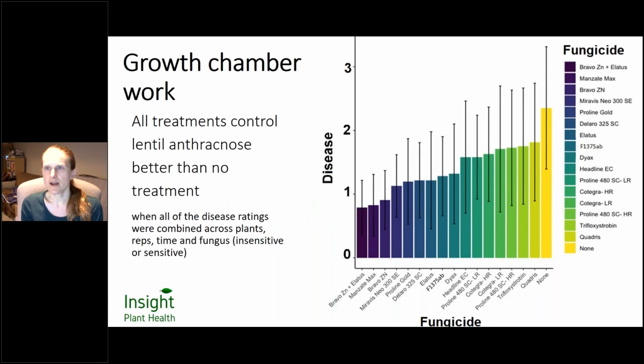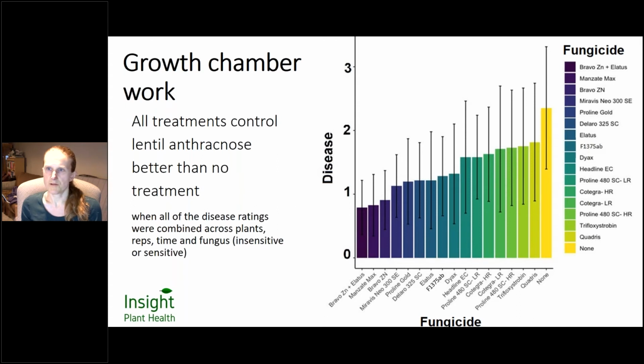Then this slide shows some work done by Insight Plant Health and Dr. Dave Greenshield that was commissioned by the Saskatchewan Pulse Growers. And here, Insight Plant Health was looking at the impact of various different fungicides on the disease severity in lentil anthracnose in a growth chamber. So this was not in the field.